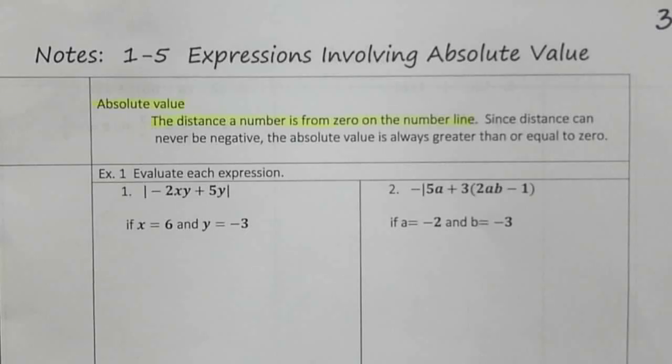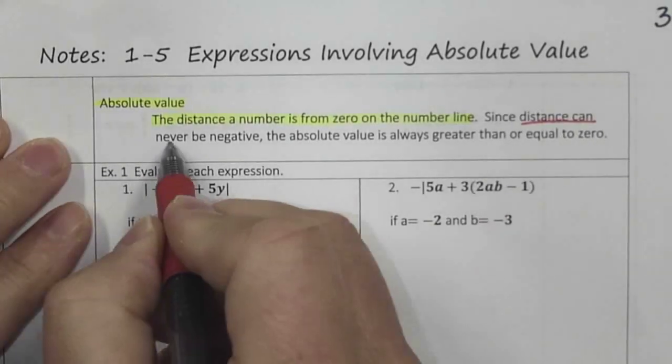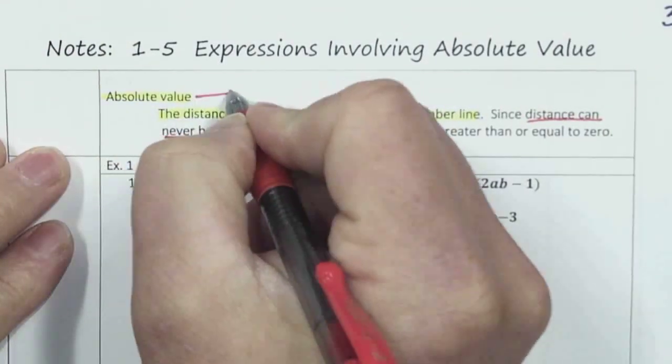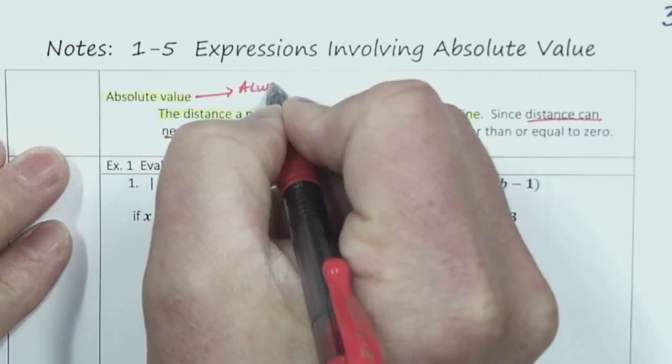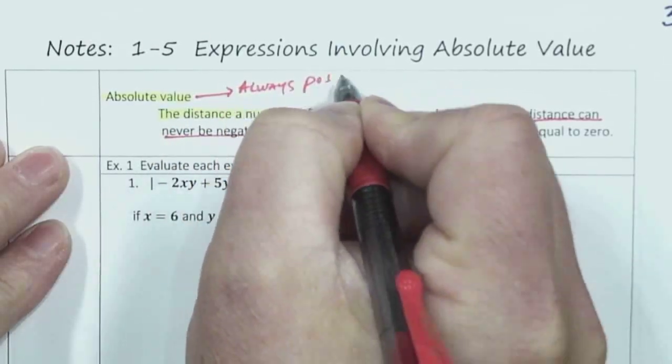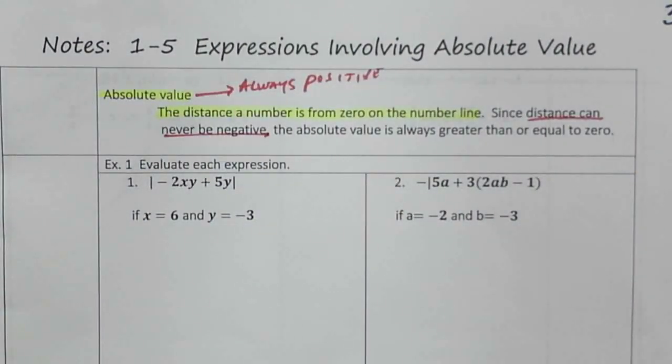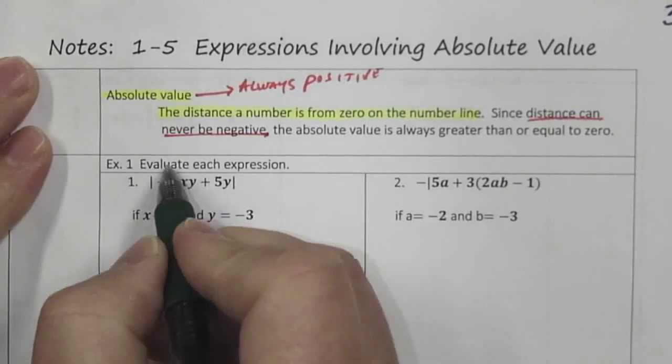Okay? Distance, it says it right here. Distance can never be negative, so it's always positive. That means the absolute value is always positive. I mean, you think about it. How far is 4 from 0? 4 spaces. How far is negative 4 from 0? Also 4 spaces. Okay? So now we're going to deal with evaluate.